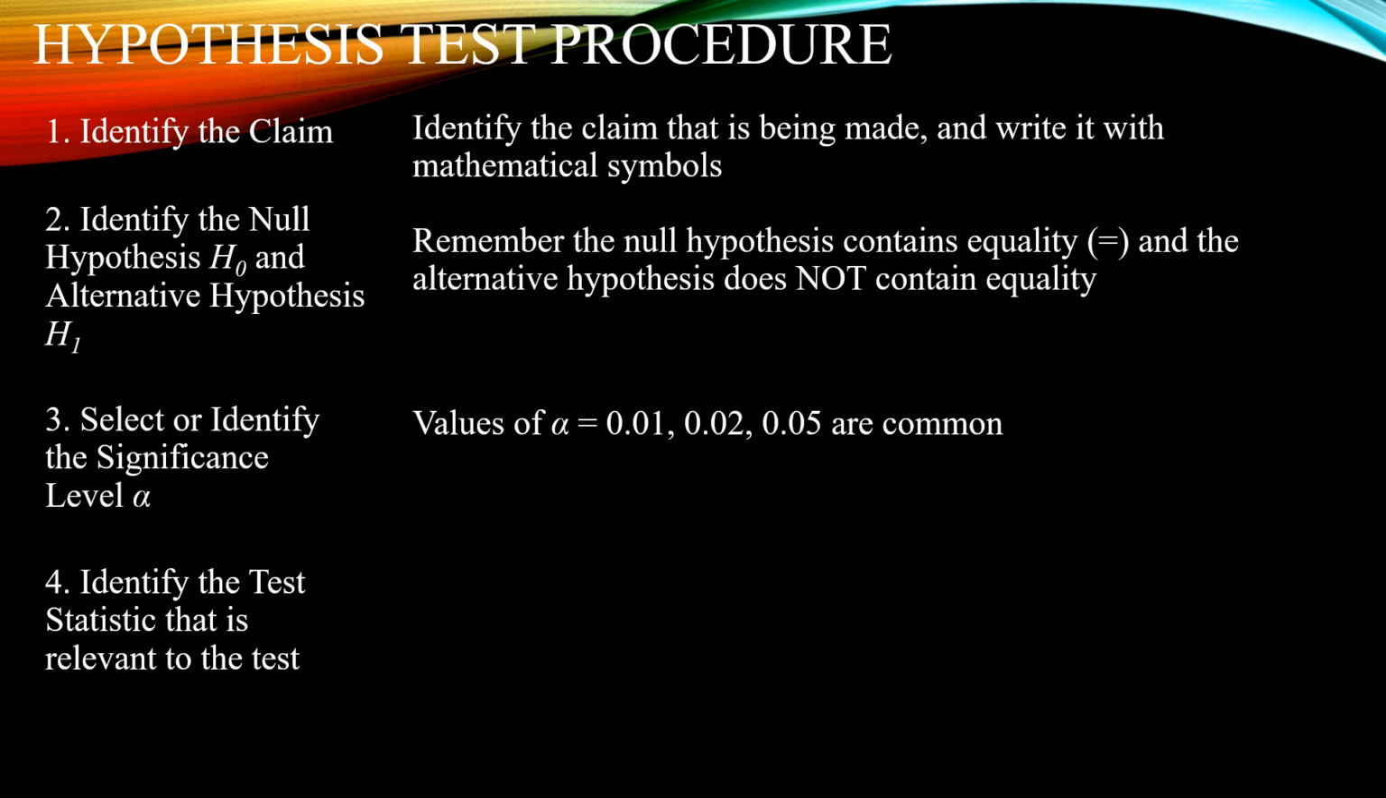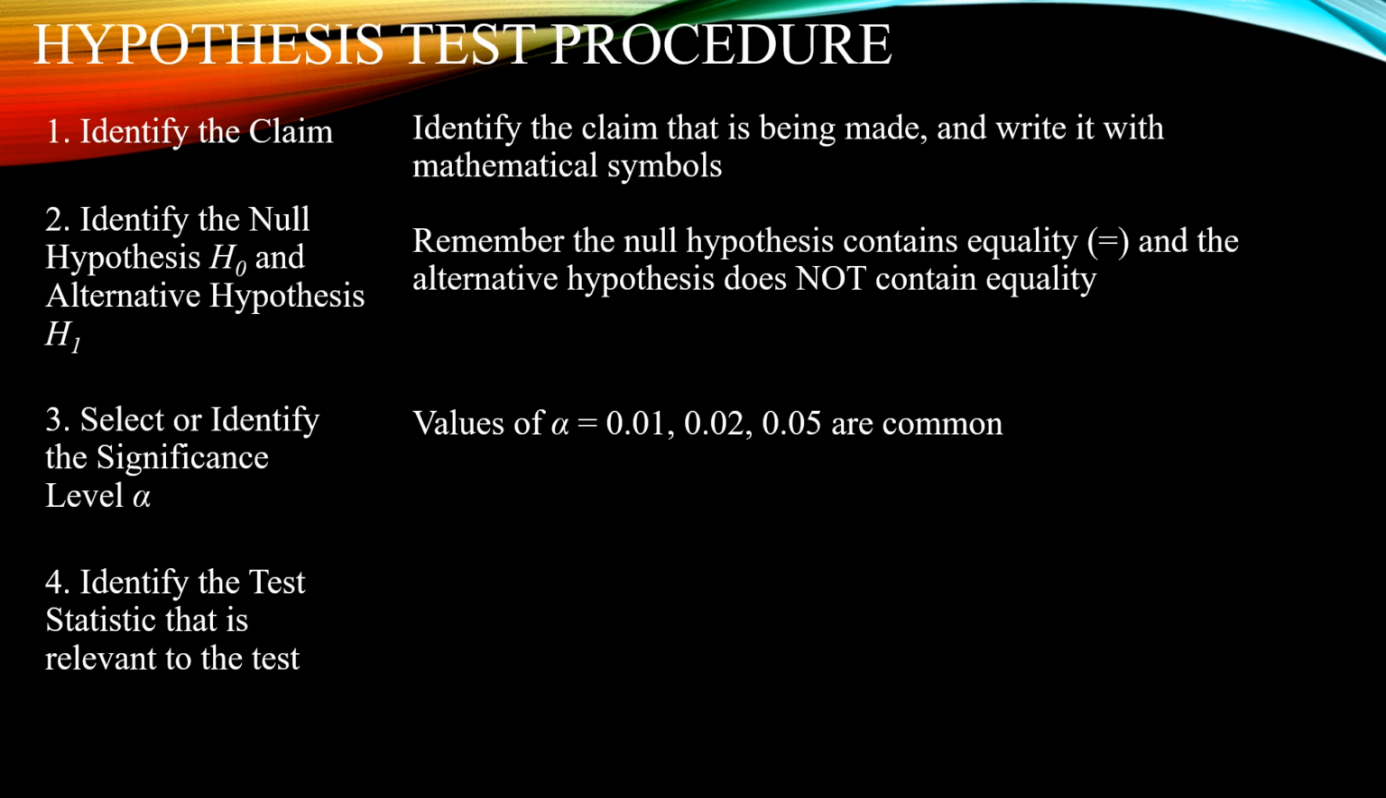Then you identify which test statistic is actually used in this test. So when we do tests of claims about means or proportions, we usually use a z-test or a t-test, depending on what the sample size is and whether the standard deviation of the population is known or not. If we're doing a goodness of fit test, it would be a chi-squared test.